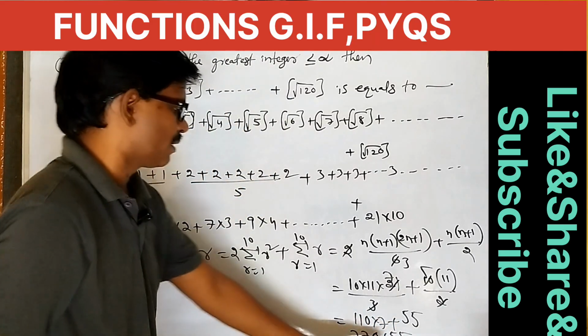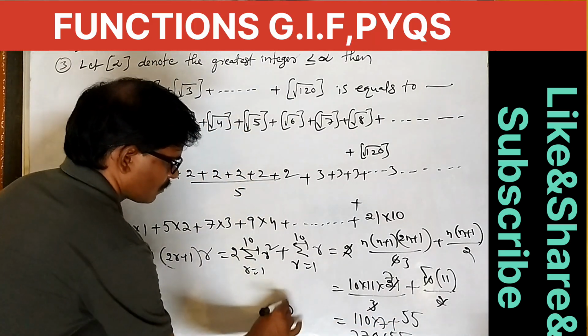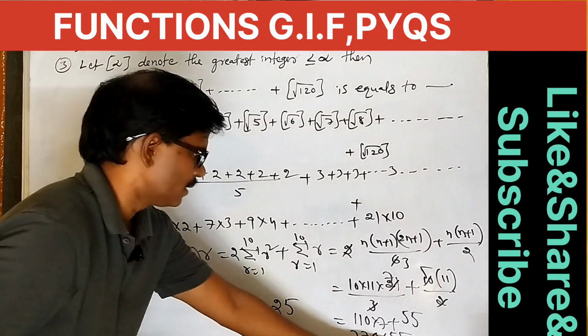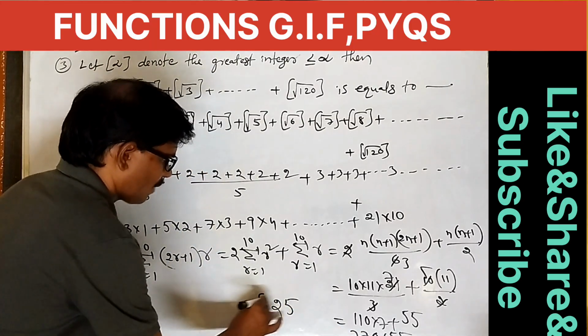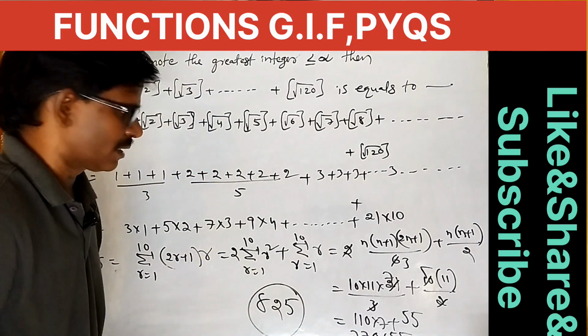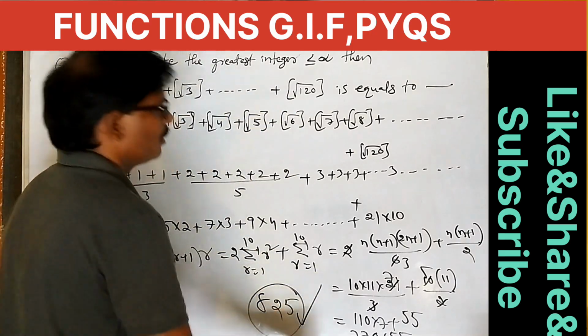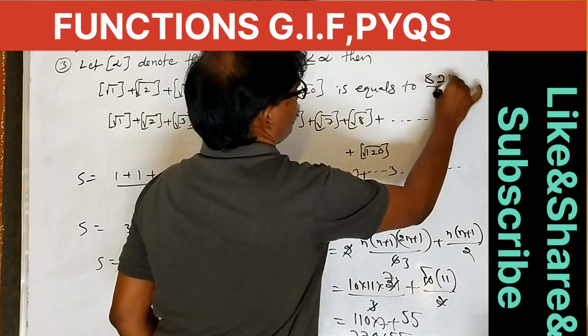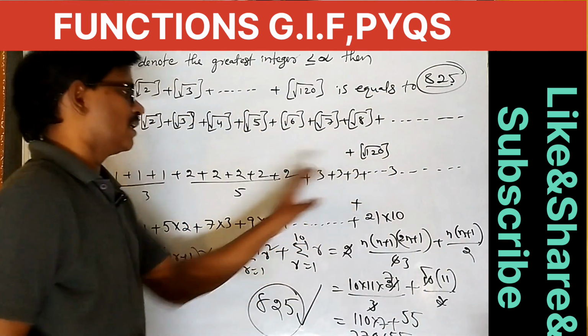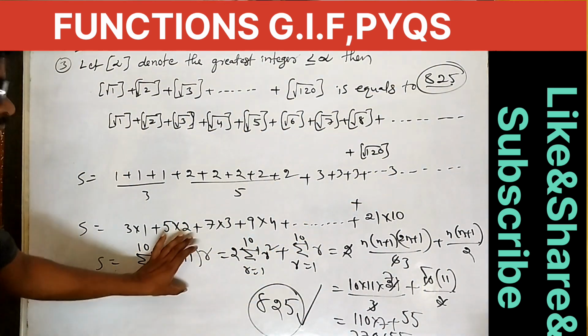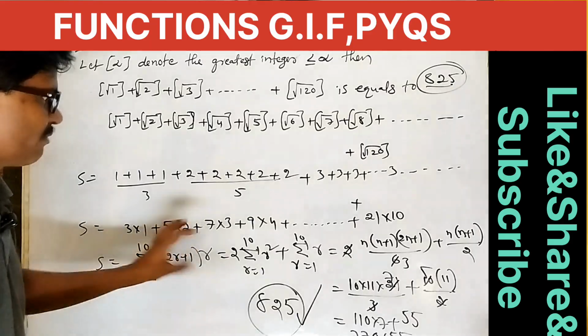What is the value of this one? 770 plus 55 is 825. 825 is our answer. This is the series. This is the nth term, 2r plus 1. This is the sequence and series.